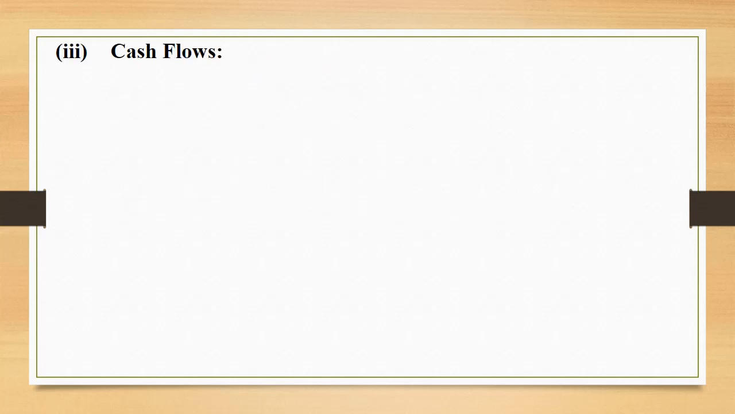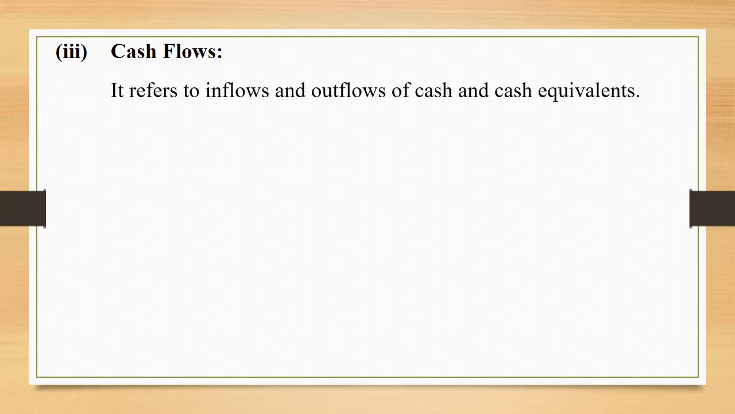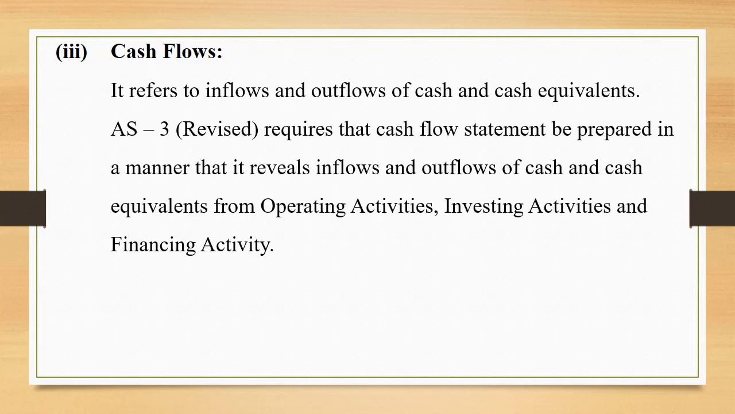We already have seen that in the basic meaning of cash flow statement, it is the inflow and outflow of cash. It refers to inflows and outflows of cash and cash equivalents. AS3 revised requires that cash flow statement be prepared in a manner that it reveals inflows and outflows of cash and cash equivalents from operating activities, investing activities, and financing activities. This is what we have already gone through. So we prepare this statement to know the inflows and outflows of cash and cash equivalents from these three activities.